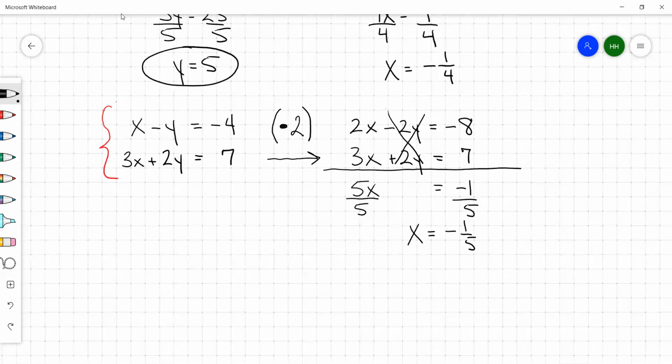Now, once you've got your x value, you can substitute it into either equation. It looks like it would be the easiest to substitute it into the top just because it doesn't have as many numbers in it. So where there's an x in this top equation, I'm going to put a negative 1/5 minus y equals negative 4. So right here, substituting. Going to add 1/5 to each side.